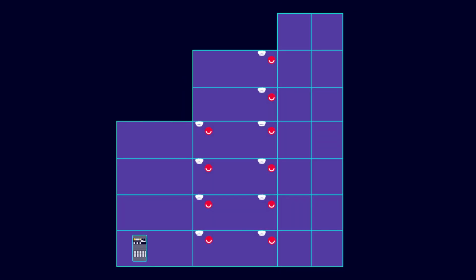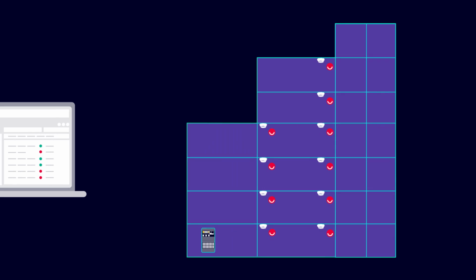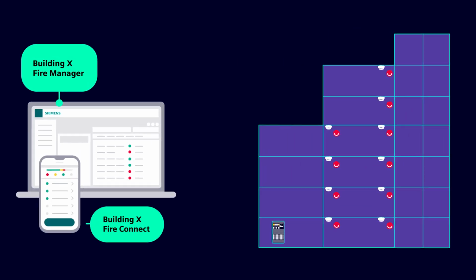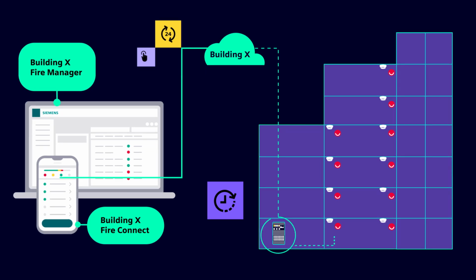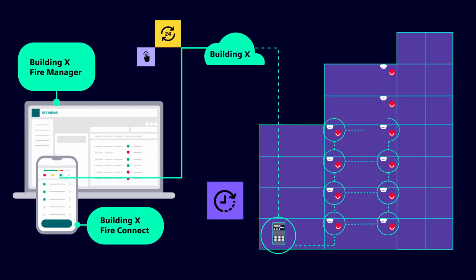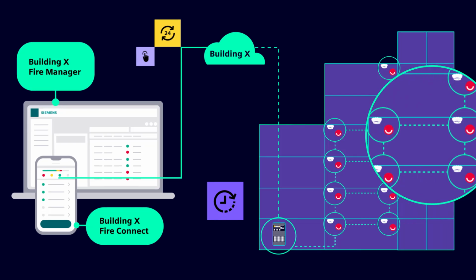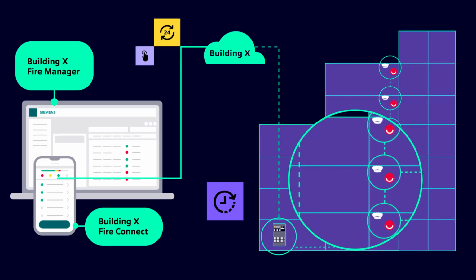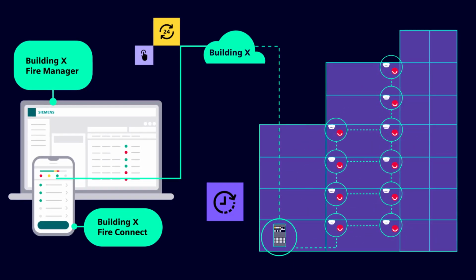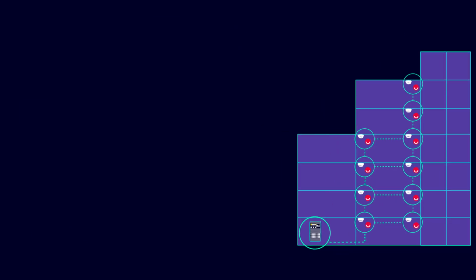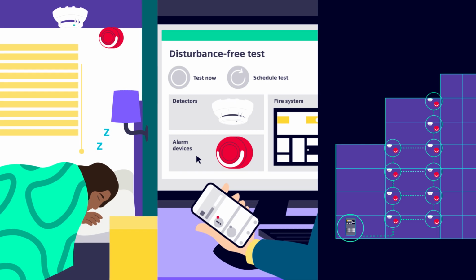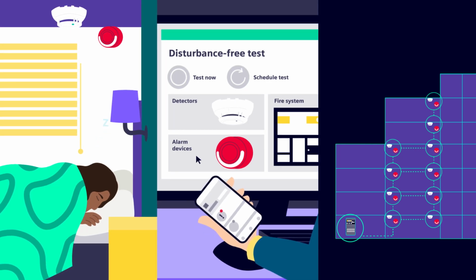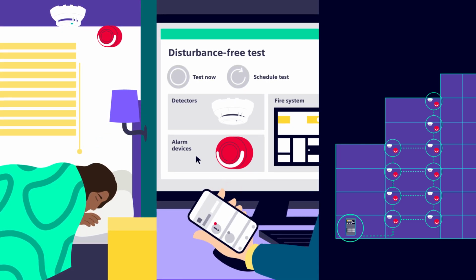John's problems can be solved with the introduction of Siemens Building X fire apps and DFT technology. Our system encompasses the entire fire system, from IoT-enabled fire detectors and smart alarm devices, through to our fire panel with integrated cloud gateway that sends data to Building X. This solution offers a holistic view of the site's performance, disturbance-free testing, and quick, error-free reporting.